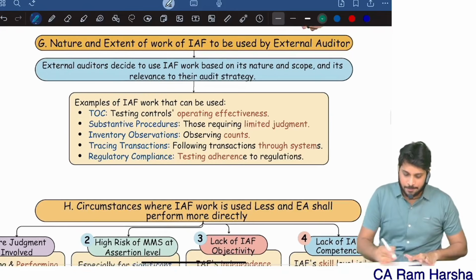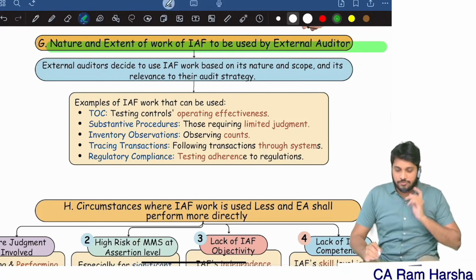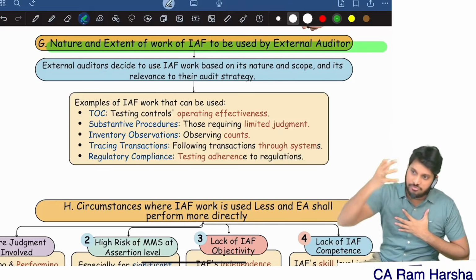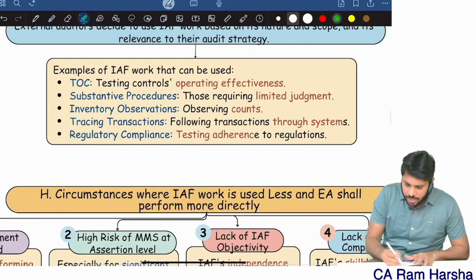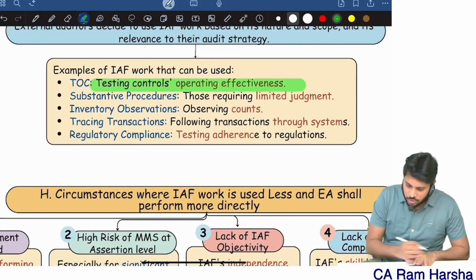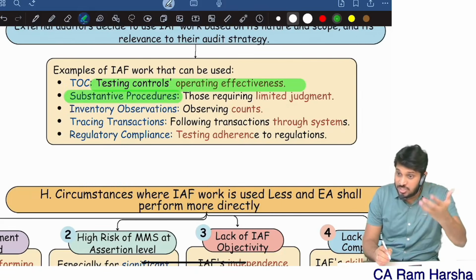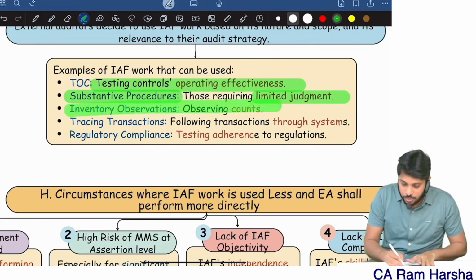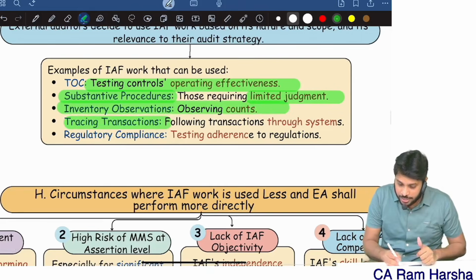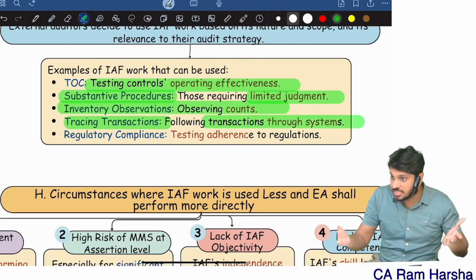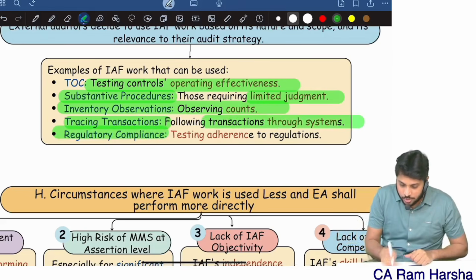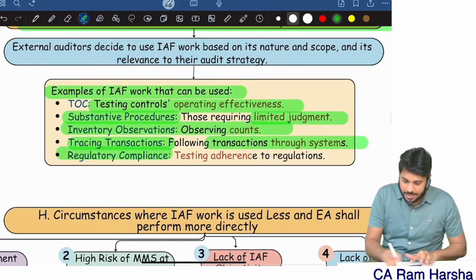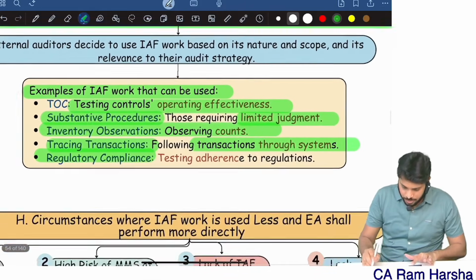Okay, next. Nature and extent of internal audit function work to be used. To what extent can I use the work? What kind of work can I use? Very simple. You can use it for testing the operating effectiveness of controls. You can use their work for performing substantive procedures with limited judgment. You can use them for inventory counting. You can use them for tracing transactions through the systems, audit trail, all that. You can use them for testing compliance with laws and regulations. These are examples.